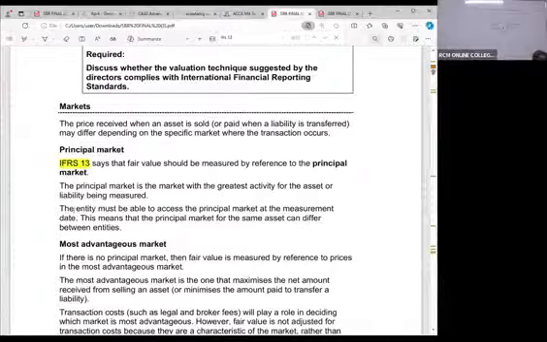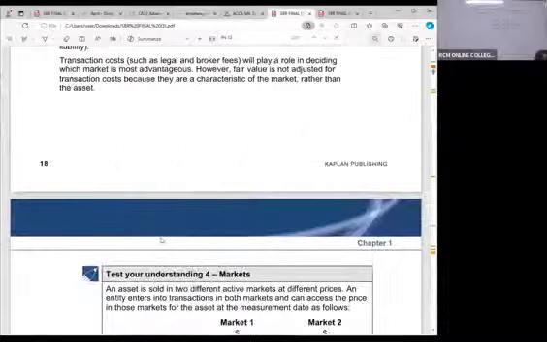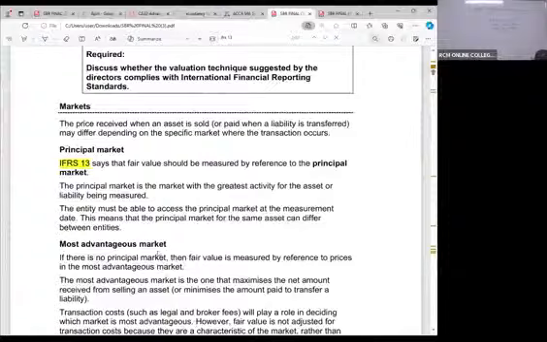This means that the principal market for the same asset can differ between entities. So when do you want to measure this? The prices will be different between the dates, of course. And then we have the most advantageous market, where you're going to get the biggest benefit, where your net selling price will be highest. If there is no principal market, then fair value is measured by reference to prices in the most advantageous market. The most advantageous market is the one that maximizes the net selling amount.